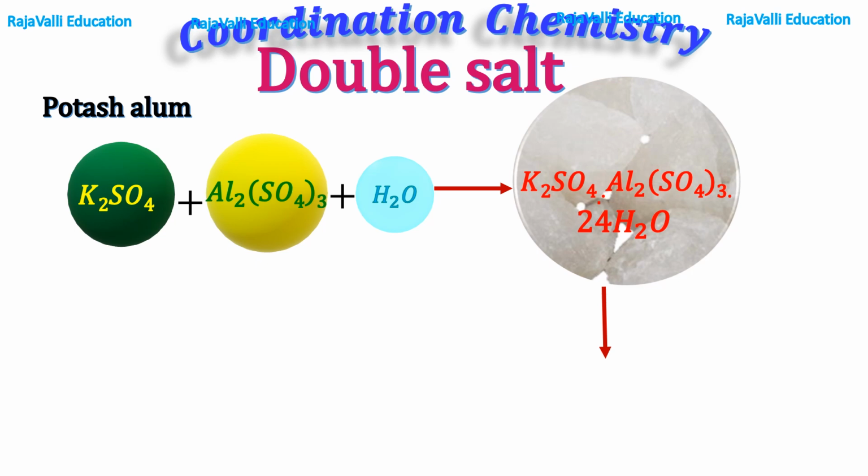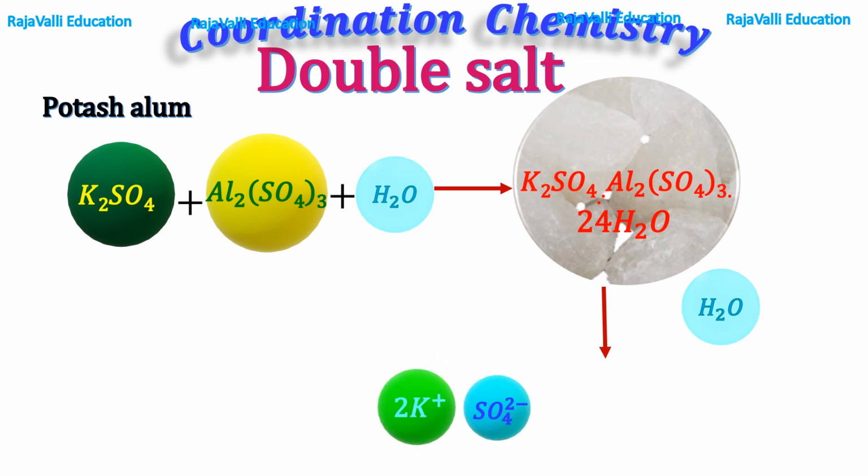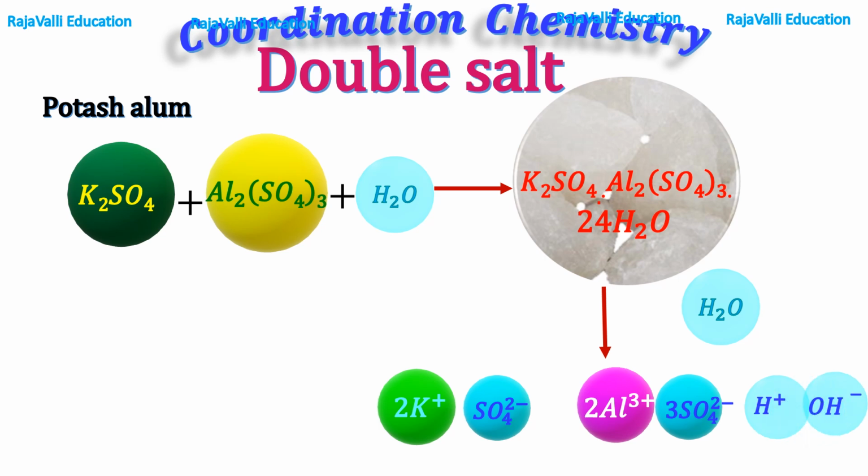When it is dissolved in water, potassium sulfate is dissociated into 2K+ and SO4 2- ions. Aluminum sulfate is dissociated into 2Al3+ and 3SO4 2- ions. And water, we know, is dissociated into H+ and OH- ions. So potash alum is also an example of a double salt.